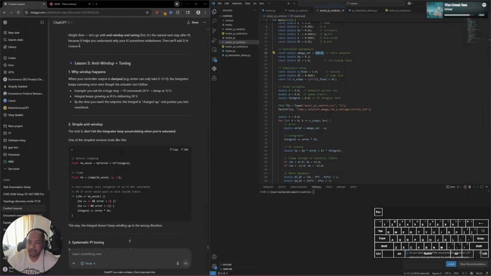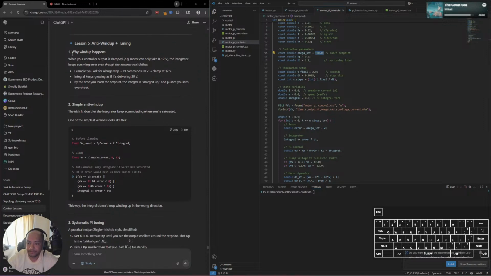It's the natural next step after PI because it helps you understand why your case sometimes fails. Okay, I feel like I already read that. Why windup happens: when your controller output is clamped, for example a motor can only take 0 to 12 volts, the integrator keeps summing error even though the actuator can't follow.